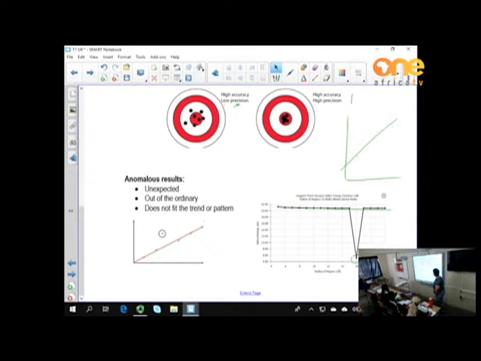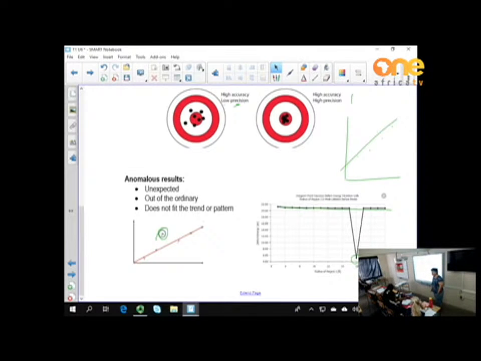All right. That one is an anomalous result. It does not fit the pattern. Ignore it. If I'm working out an average of these values, will I use that one? What do we do with anomalous results? You ignore it. Do we use it to work out the average? No, it's anomalous. You ignore it.